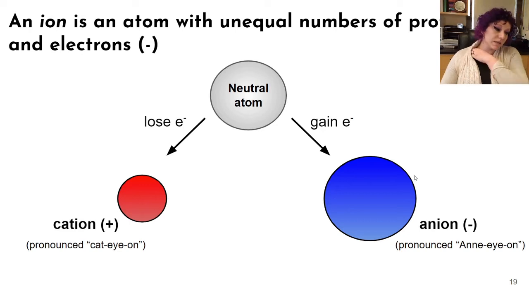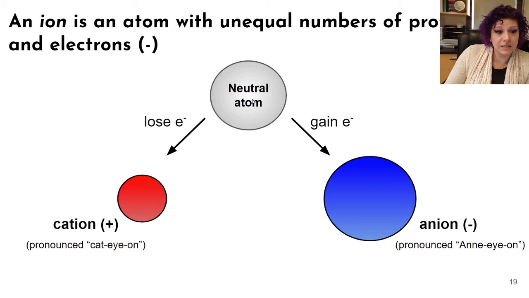Here is a picture schematic. So we have a neutral atom in the center, and if we lose electrons, right? If we lose electrons, lose a negative charge, we become overall positive. So lose electrons, become more positive.